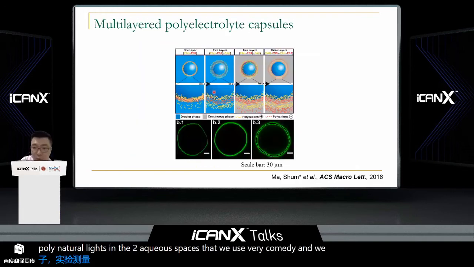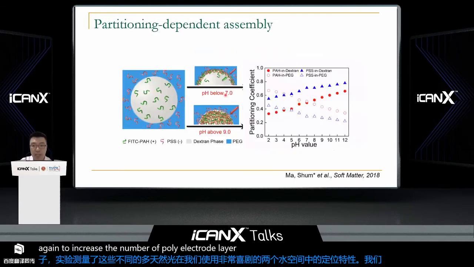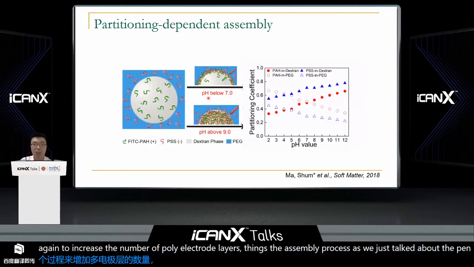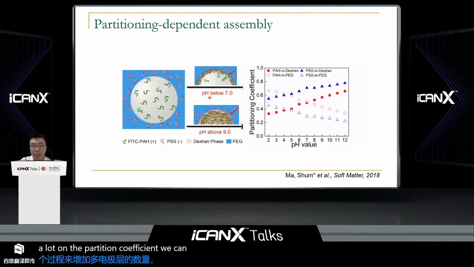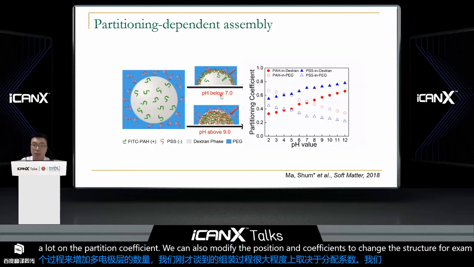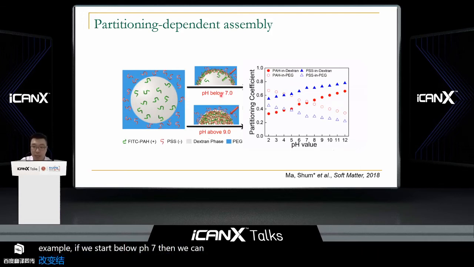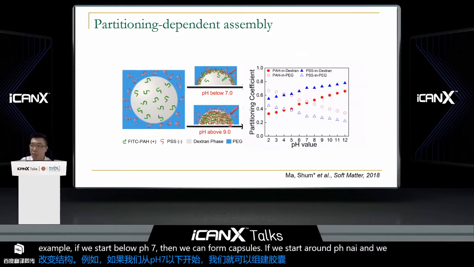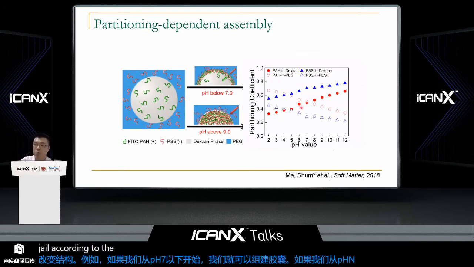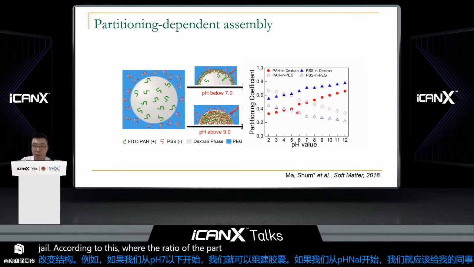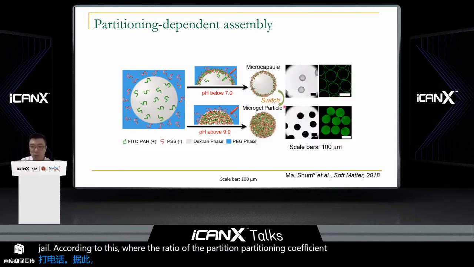And we can repeat this process again and again to increase the number of polyelectrolyte layers. Since the assembly process, as we just talked about, depends a lot on the partitioning coefficient, we can also modify the partitioning coefficients to change the structure. For example, if we start below pH 7, then we can form capsules. If we start around pH 9, then we should form microgels according to the relative ratio of the partitioning coefficient. And in fact, that's what we can see from our experiments.